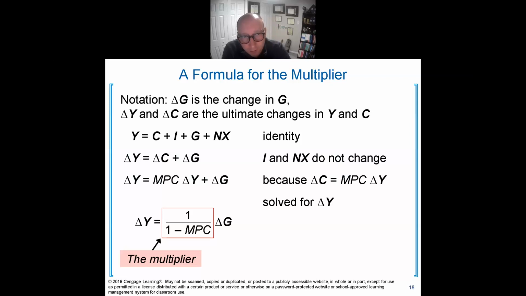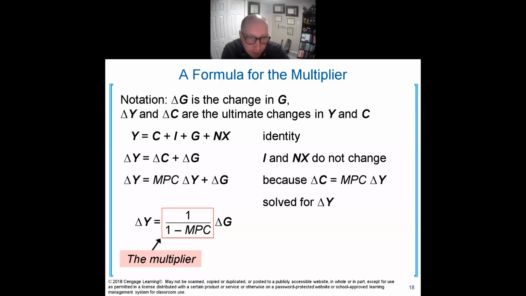The formula follows the same formula as gross domestic product. Gross domestic product equals consumer spending plus investment plus government spending plus net exports. Change in gross domestic product comes from the change in consumer spending plus the change in government spending.